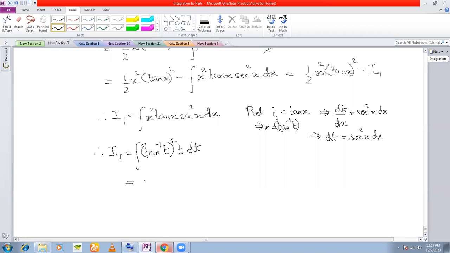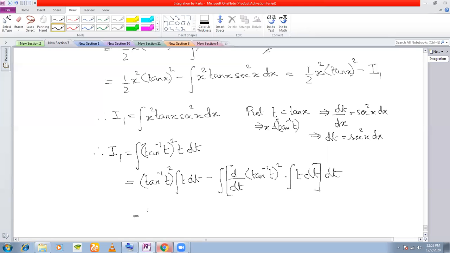How do you integrate this by parts? Take your tan inverse t whole square as your first function, integral t dt, minus integral of the derivative of tan inverse t whole square into the integral of t dt, and this entire thing has to be integrated.